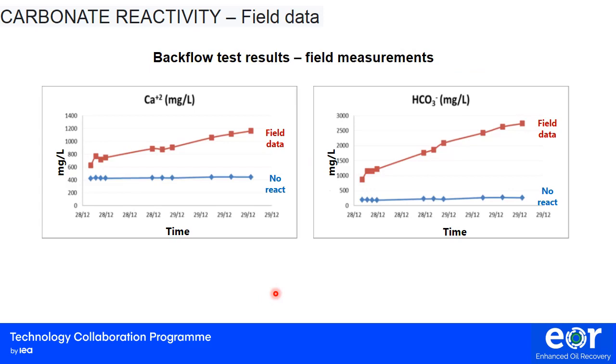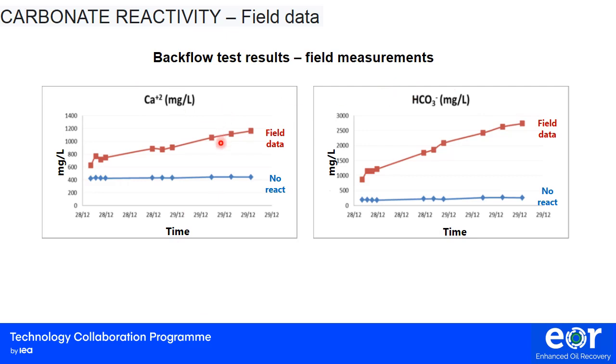Besides laboratory experiments, we were able to run field tests to show the effects of rock-fluid interactions. So we had a backflow test in a well. We injected a volume of water, closed the well for a while for a soaking period, and produced the water again. The graphs show the variation of concentration for calcium and bicarbonate in milligrams per liter through time. On the left, we have the result for calcium, on the right, the result for bicarbonates.